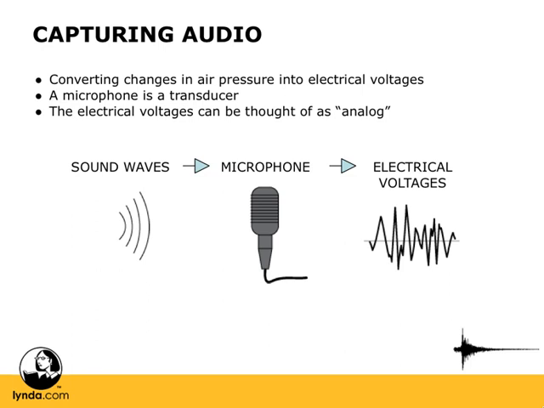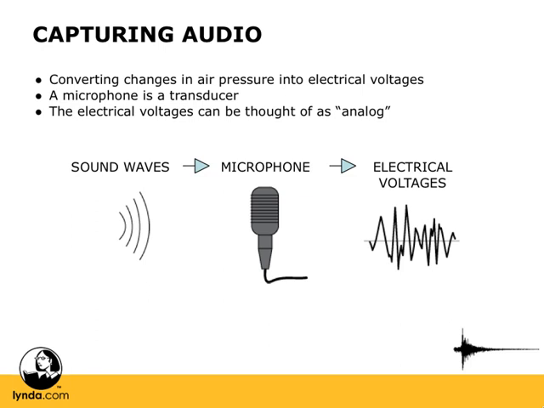Sound lives out in space and it's in the air around us, but we want to grab it and record it and mess around with it. And so how do we do this? What's the trick? We need to figure out a way to kind of capture it, to capture sound. And that requires converting changes in the air pressure, these acoustic sounds, into electrical voltages.